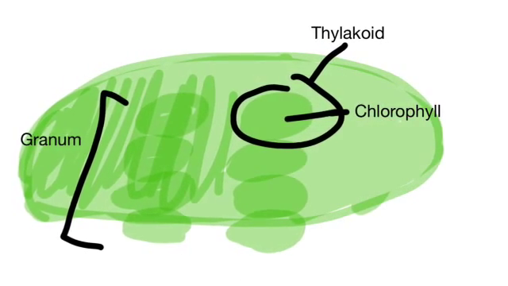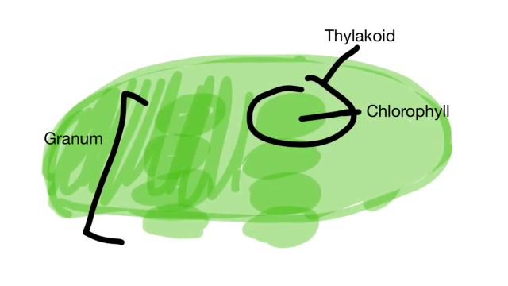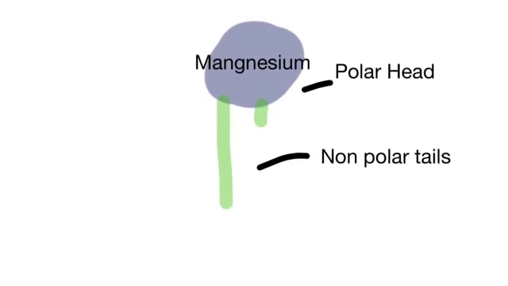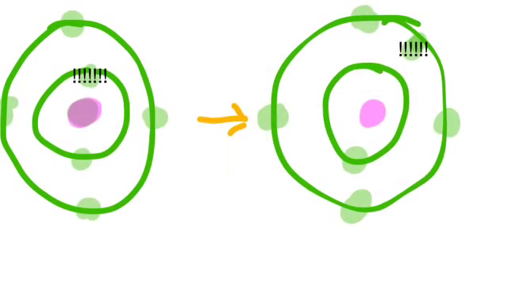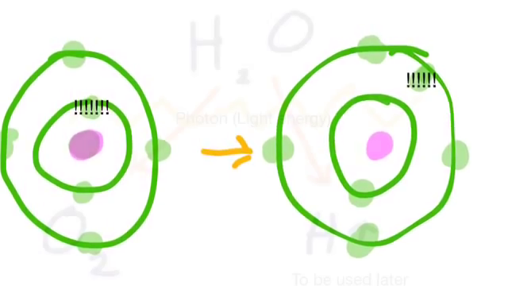A chlorophyll is a pigment found in plants. It is found on thylakoid membranes. A chlorophyll is a phospholipid with a magnesium atom in the middle. When light hits chlorophyll, electrons get excited and jump up in energy level.